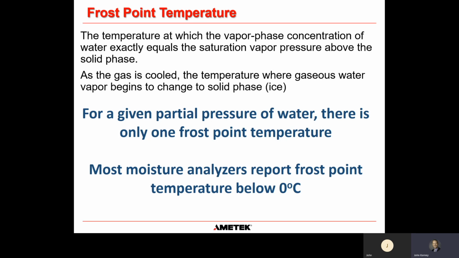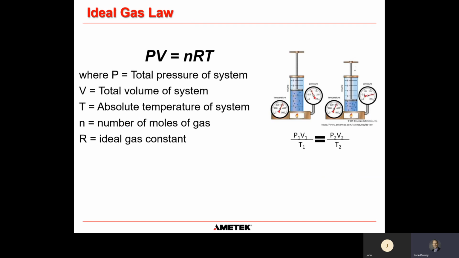The one exception to that is chilled mirror technology, or chilled mirror sensors. They can report both dew point and frost point below 0 C. I'm not going to go into that nuance today, but I'm happy to speak with anybody after the webinar if you'd like more information. But know that a lot of us talk and refer to dew point below 0 C, but typically that's really frost point, and that's what most analyzers are measuring at those temperatures. Everything we're going to talk about today is going to be based on the ideal gas law.